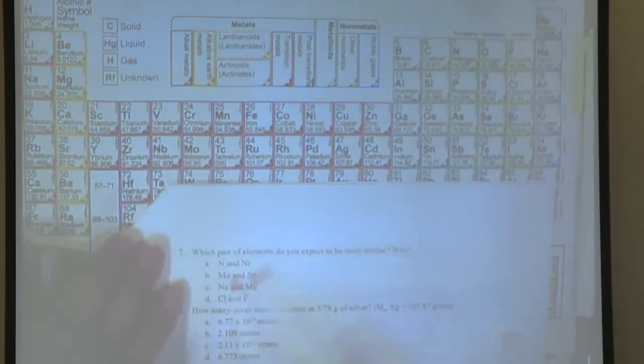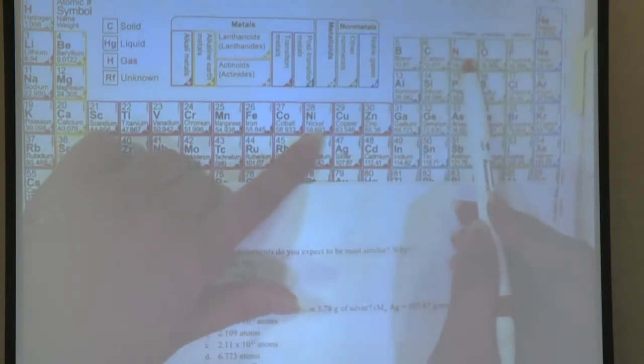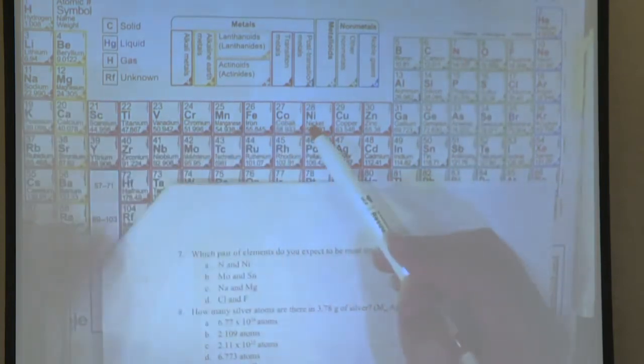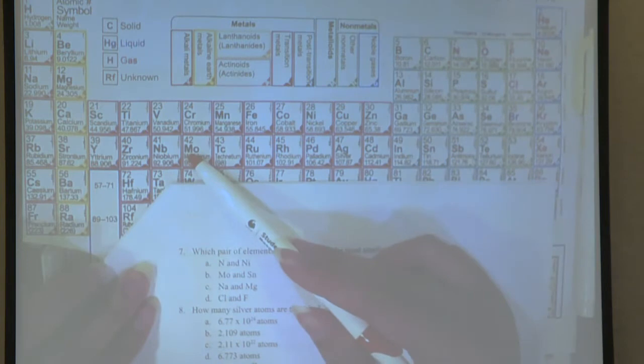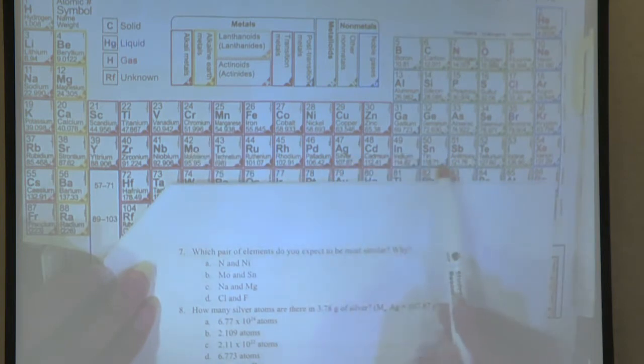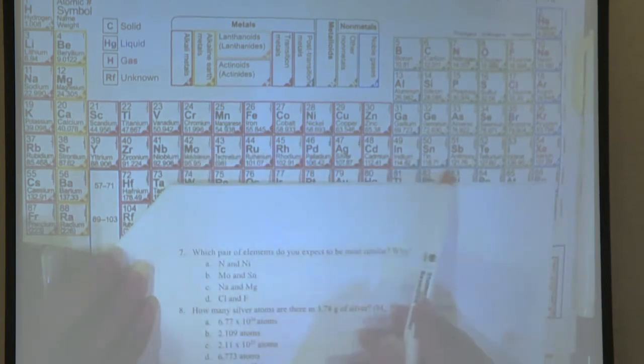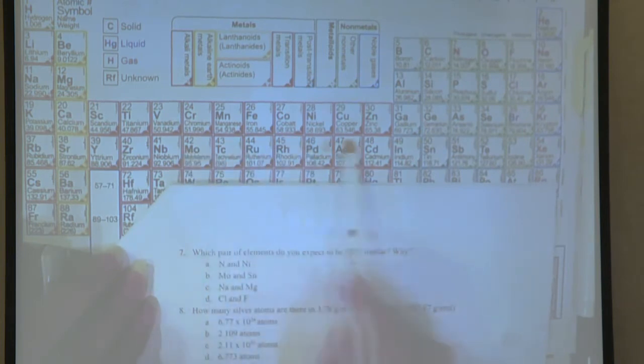So when you look at this guy, 7, nitrogen and nickel are not even in the same area, right? This is a gas, this was a metal, so it can't be A. Molybdenum, Mo, and tin here are in the same period, but not in the same column. So I would keep that on the back burner.